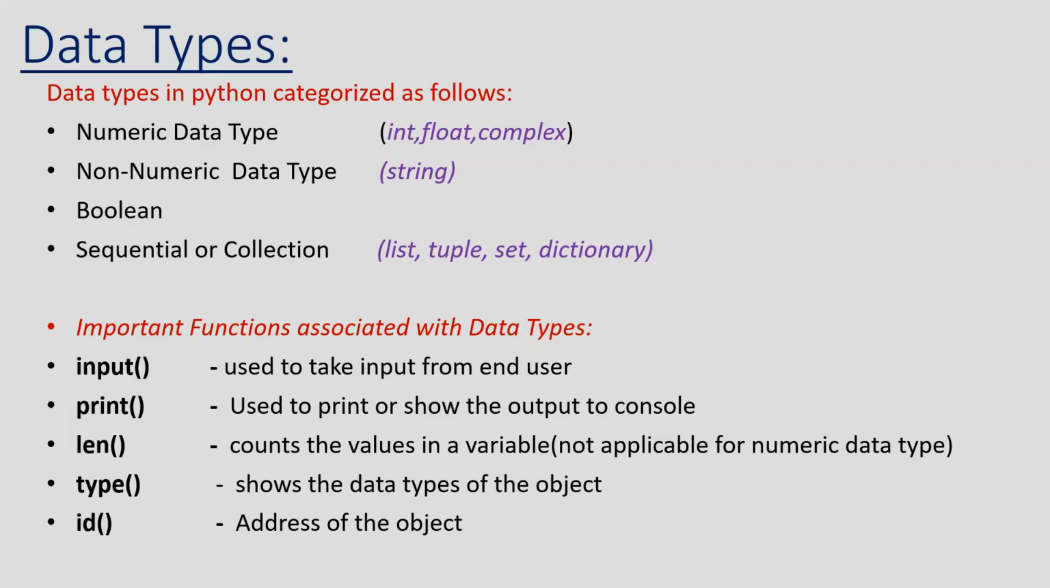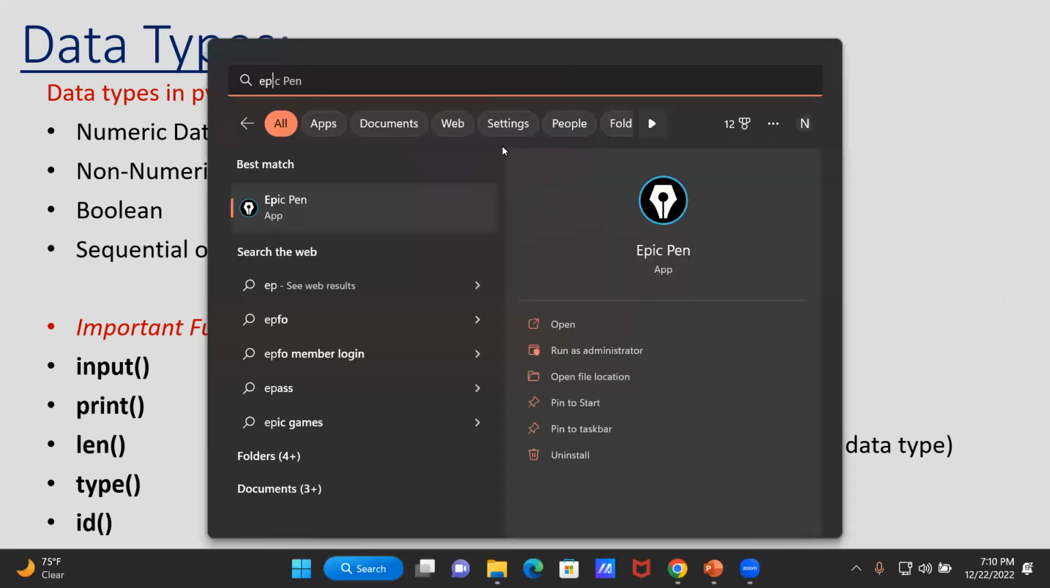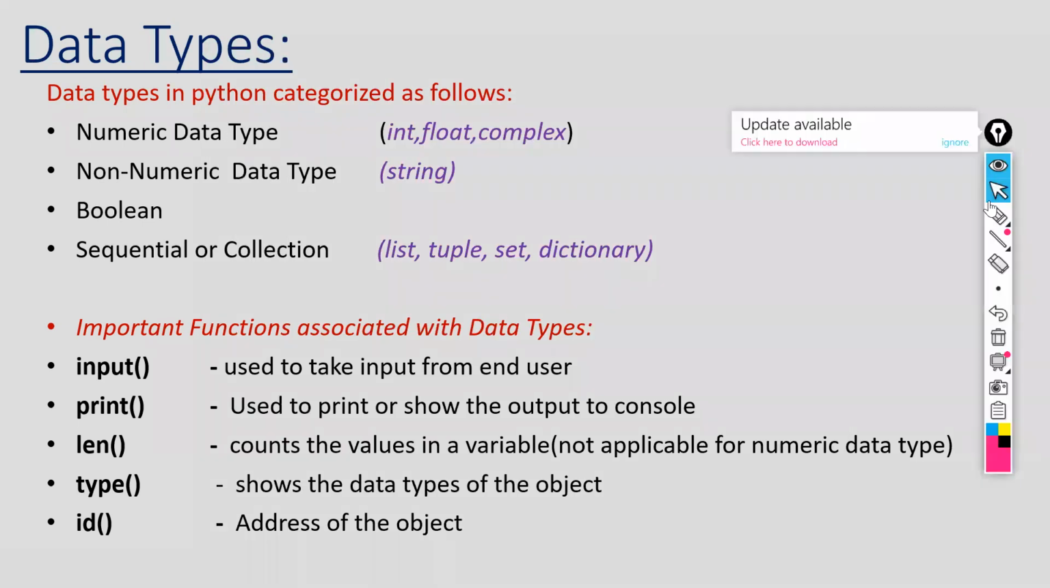What are the data types? Yeah, data types. What are the data types available in the Python programming? We have numeric data type, non-numeric data type, Boolean, sequential.